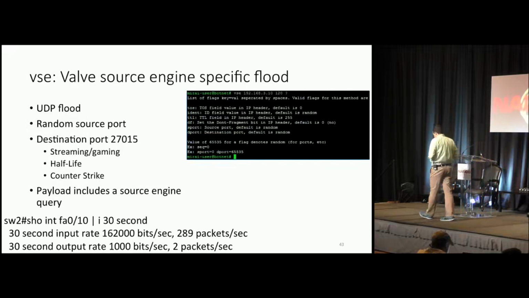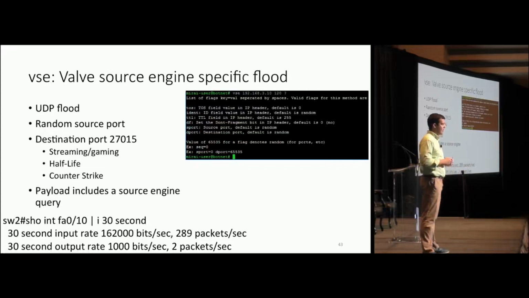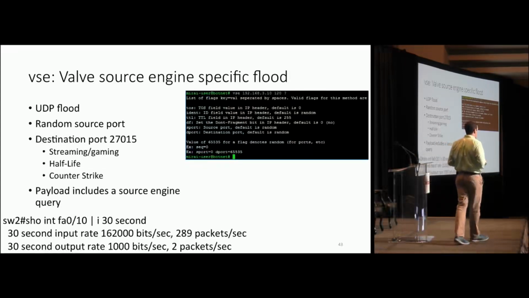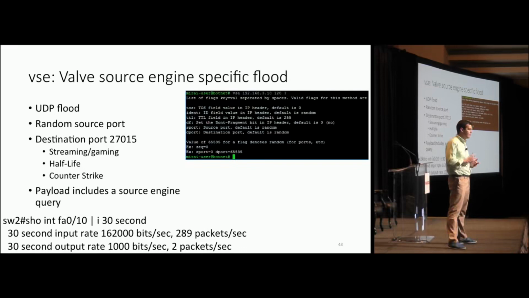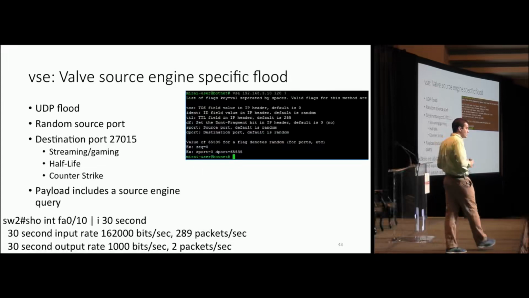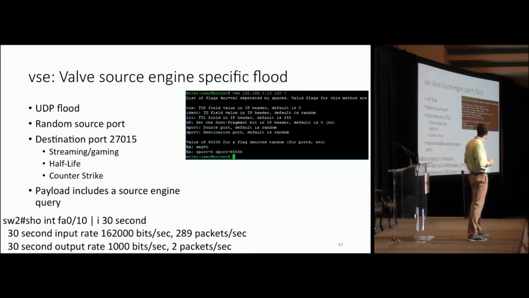This is a pretty good one. Valve Software has a software package that they call Source, and Source, I believe, is a 3D modeling engine used for video gaming, right? So this is an attack that is specifically designed to attack gaming servers. It's a UDP flood with a random source port. Destination port is 27015, which is the port that a lot of this engine runs on. It's used for Half-Life and Counter-Strike and those kinds of things. The payload, I'll show you, includes a query for this. Not a ton of bandwidth, 162K.